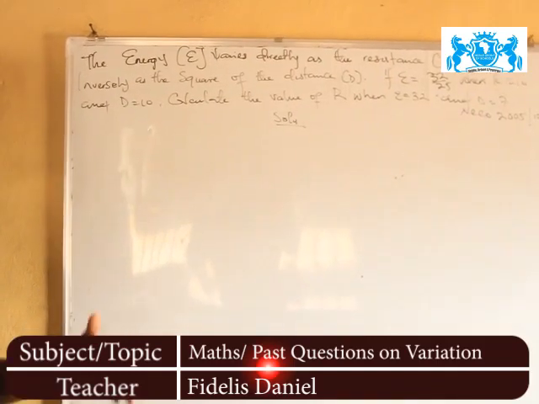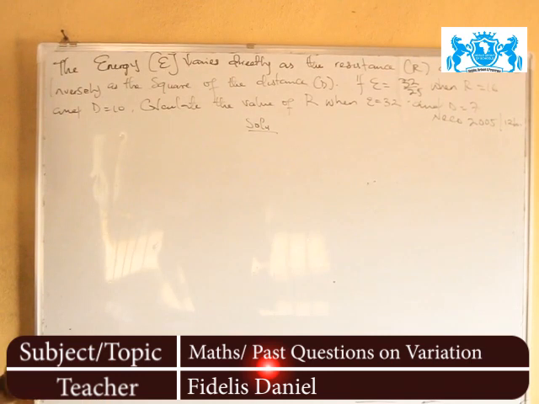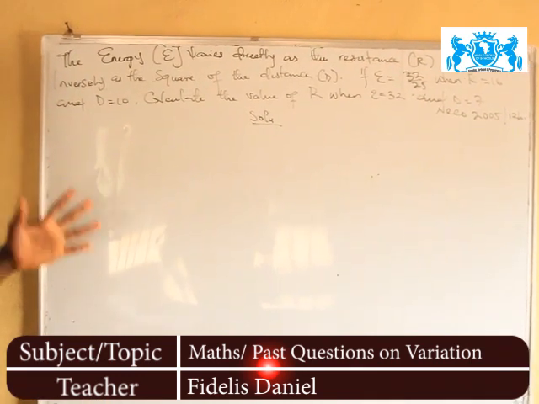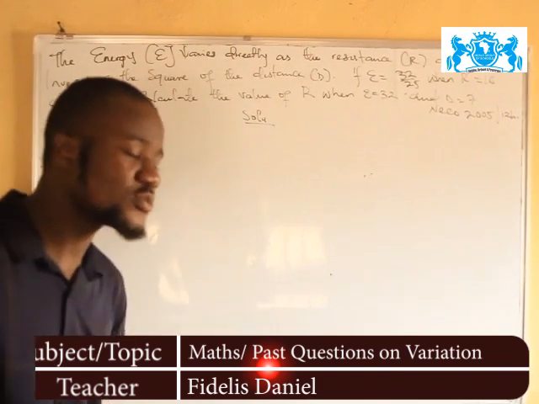So today we're continuing from where we stopped in our last video. We are treating variation, and this one we are going to look at joint variation. We looked at direct and inverse in our last two videos.